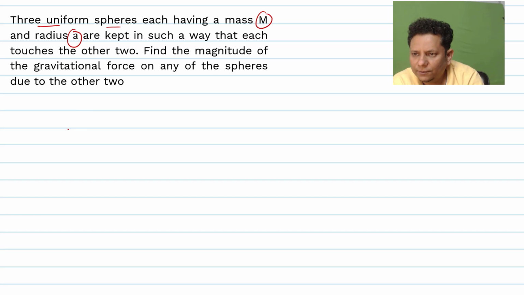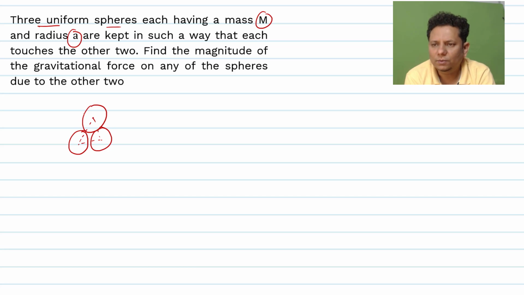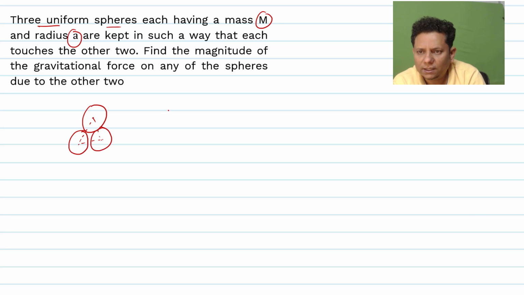Now this is the scenario. One sphere, two spheres and three spheres. They are kept in such a way that they are touching each other. So let's say this is my scenario. Now this is not one of the best questions, but let us say we can assume that all three spheres are such that their masses are centered at their center of mass. So this is the scenario.